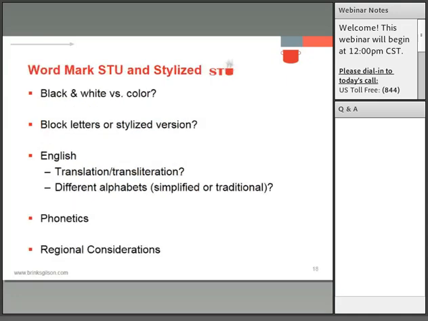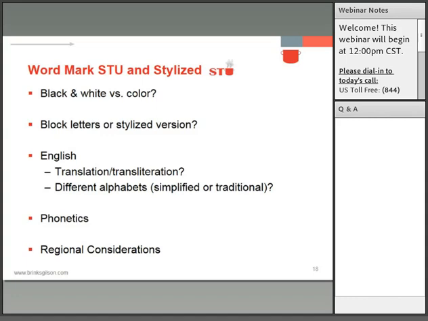The first is the word mark, and then the stylized version of the word mark, the stew with the pot. The first consideration is, should you file in black and white, or should you file in color versions of these? And as Emily mentioned, the black and white, just a plain block text word mark, provides the broadest scope of protection. It's usually where we like to start with the filing. Get that application on file. It's a good basis for anything that may come afterwards.